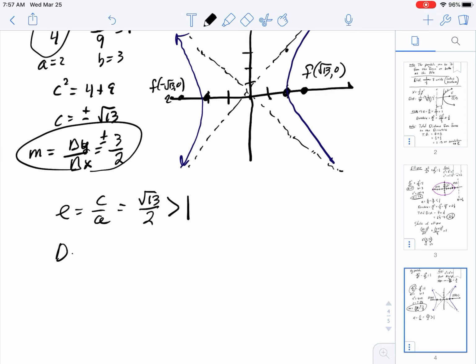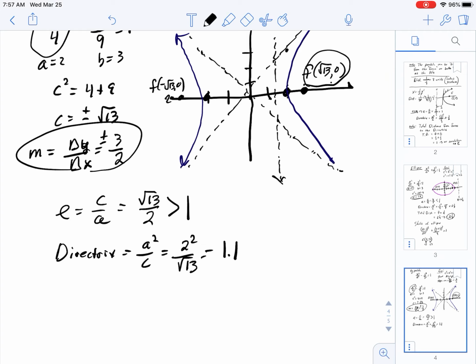So to find where this is, let's find my directrix. Since my ICA is this, that means my directrix is a squared over c. So that would be 2 squared over root 13. And if you divide that out, I think it's 1.1. Okay, so therefore your directrix, and again, I'm going to use this as my point of graphing later on, 1.1 would be right here. So x equals 1.1.